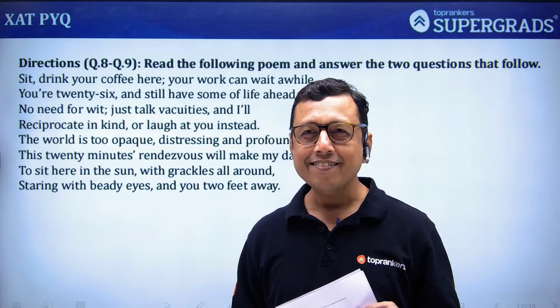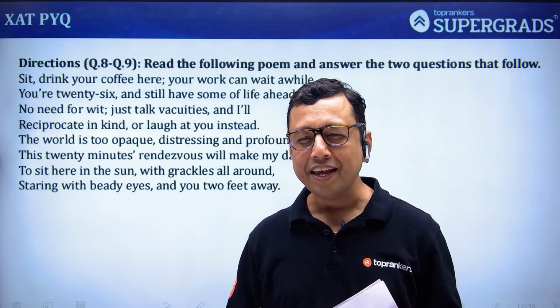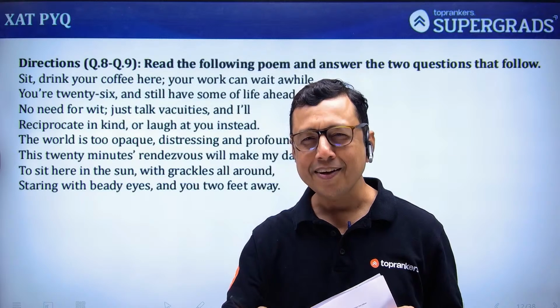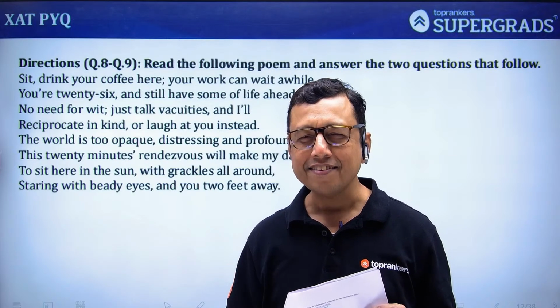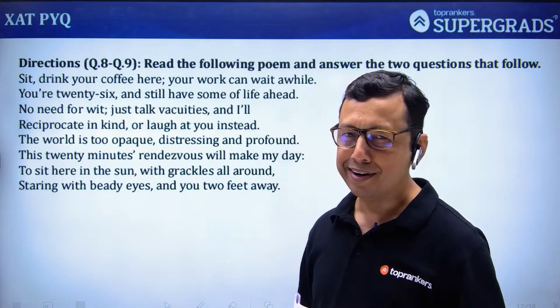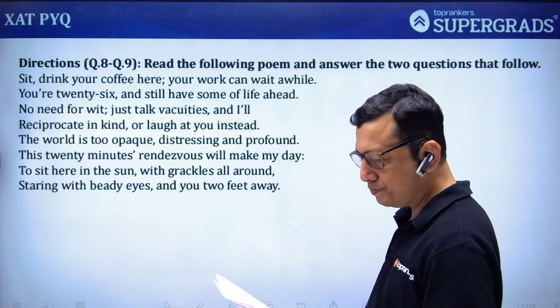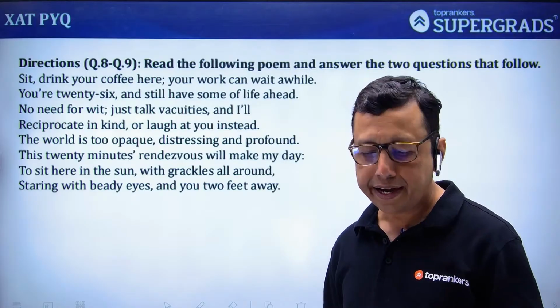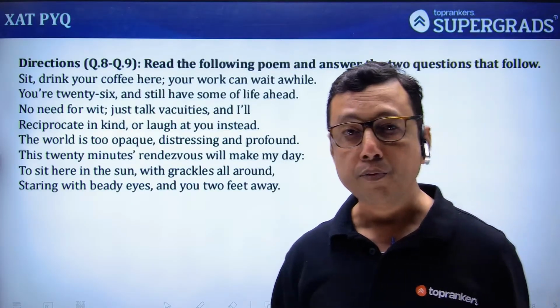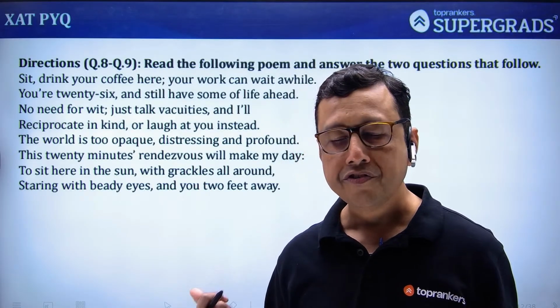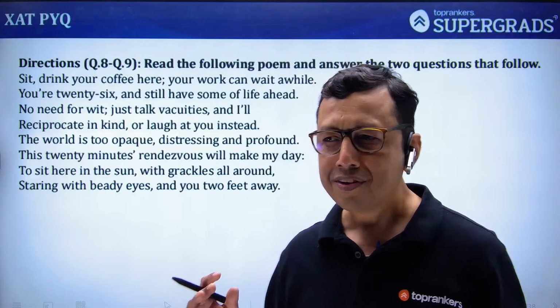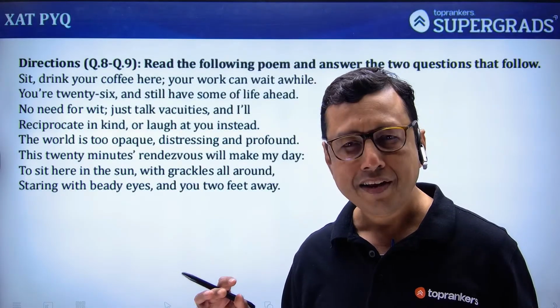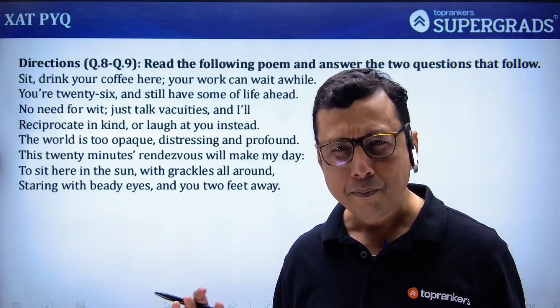So, like poet is saying, आओ यार बैठो अपन बात करते हैं. काम तो चलता रहेगा. Let us take a break. That kind of spirit. Okay. The world is too opaque, distressing, and profound. 3 words: opaque, distressing, and profound. Which means a lot of things going on. It's really very complex out there. Take a break.